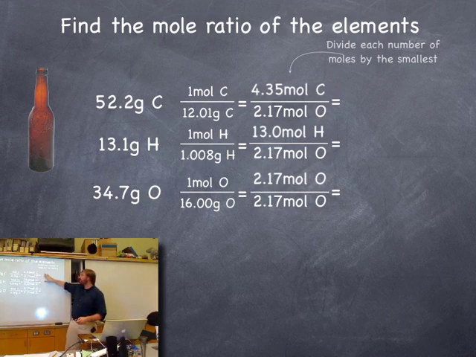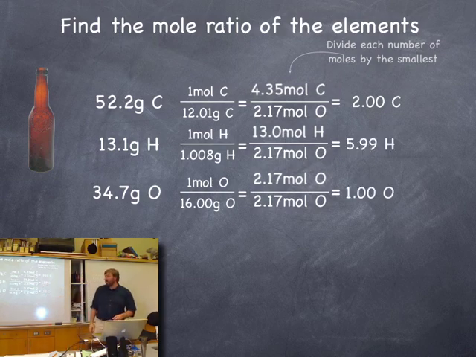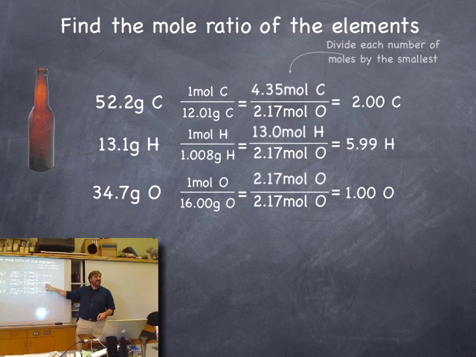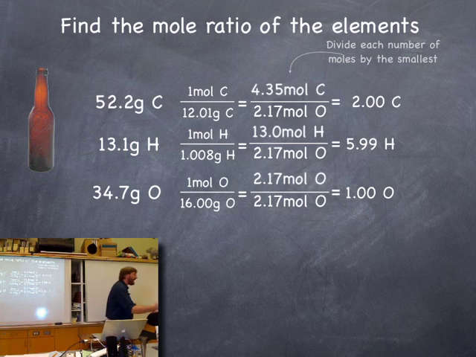So we come out with 2.0, 5.99, and 1. Okay? These values need to be whole numbers because we're talking about numbers of atoms. So the 5.99, we're going to round off to 6. If this was 5.9, maybe 5.85, we're still going to round it off. Remember, we're dealing with real world values measured in real labs by real people making real mistakes.